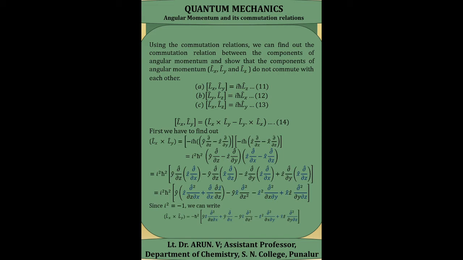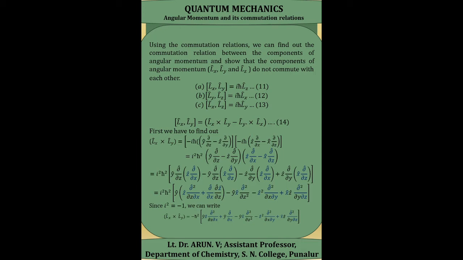First, we have to find the product of operator Lx into operator Ly. Substituting the values of operator Lx and operator Ly in this equation, we can write i ħ (y ∂/∂z − z ∂/∂y) into −i ħ (z ∂/∂x − x ∂/∂z).